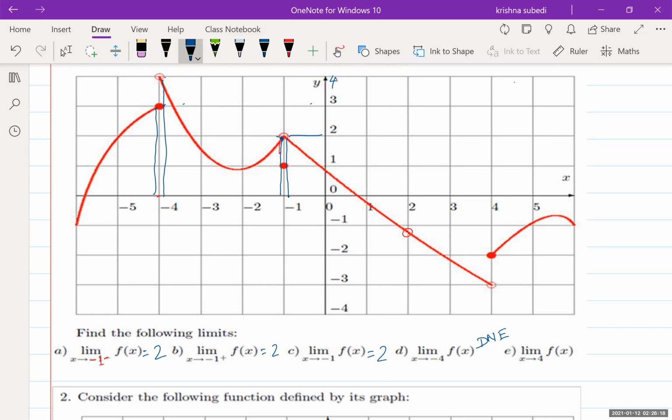And let us look at 4. So at 4 here, when x is a little bit less, which means the left-hand limit is -3, right-hand limit is -2. Okay, -2, -3, they do not match. So again, the limit does not exist.